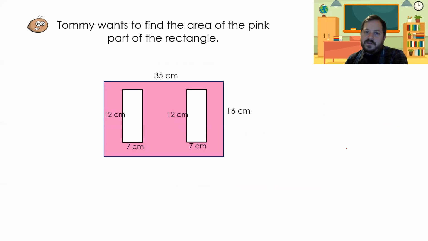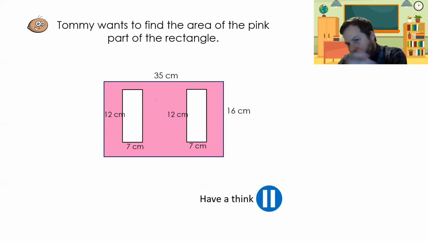So Tommy wants to find out the area of the pink part of the rectangle. And what we've got, and the difficulty here, is that he's got parts that he's missing. So how do we use what we know to help us do that? Well, have a think, see what you come up with, and then we'll run through it.